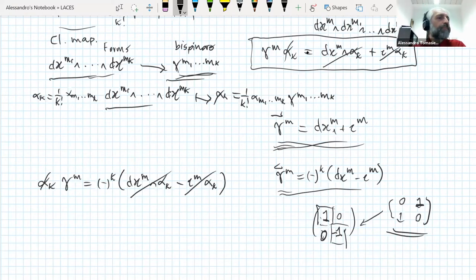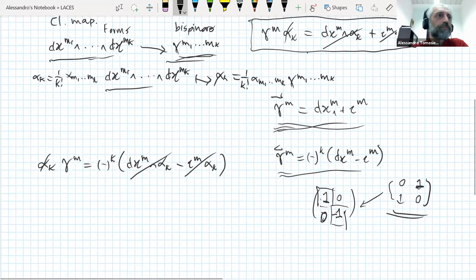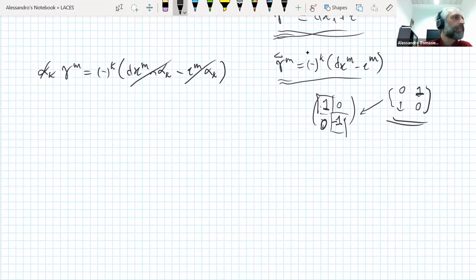Now this might look like a waste of time, but it's useful in many contexts to compute quickly some identities with gamma matrices, for example. Anyway, it's not incredibly needed this week. Maybe we'll use it next week if we have time.